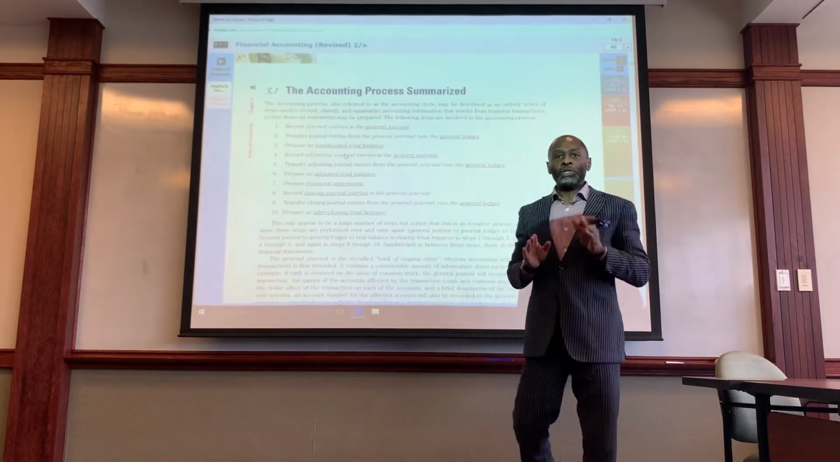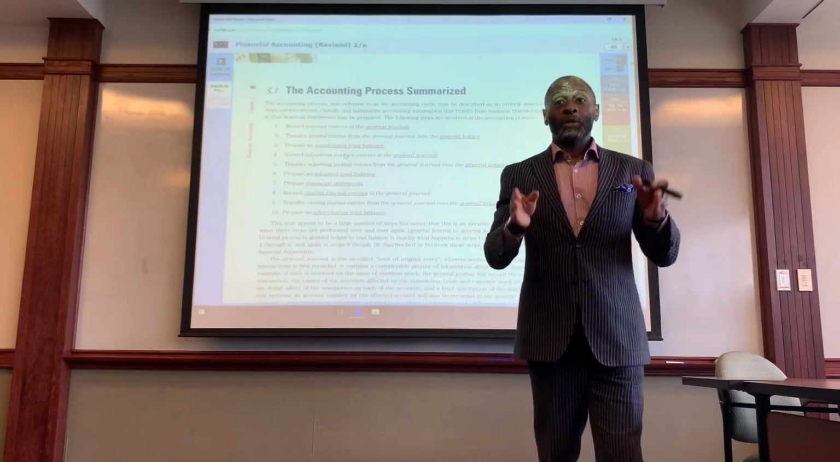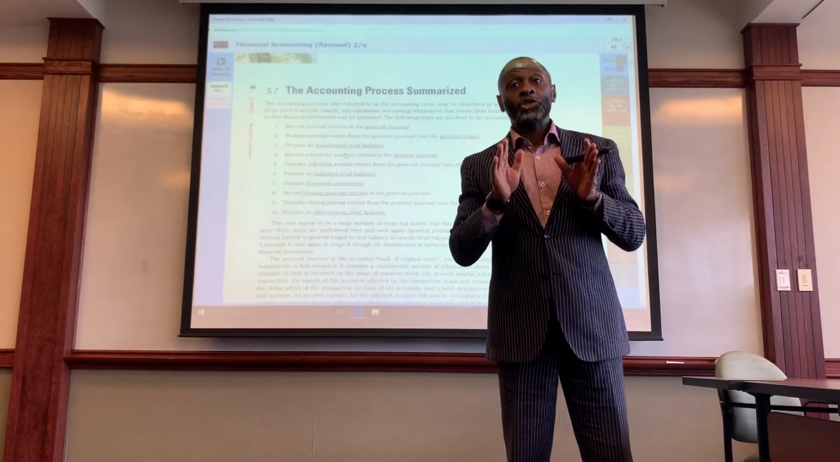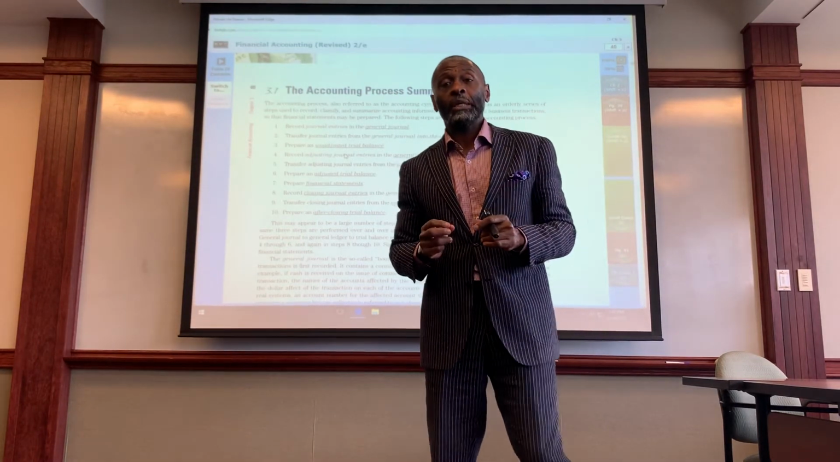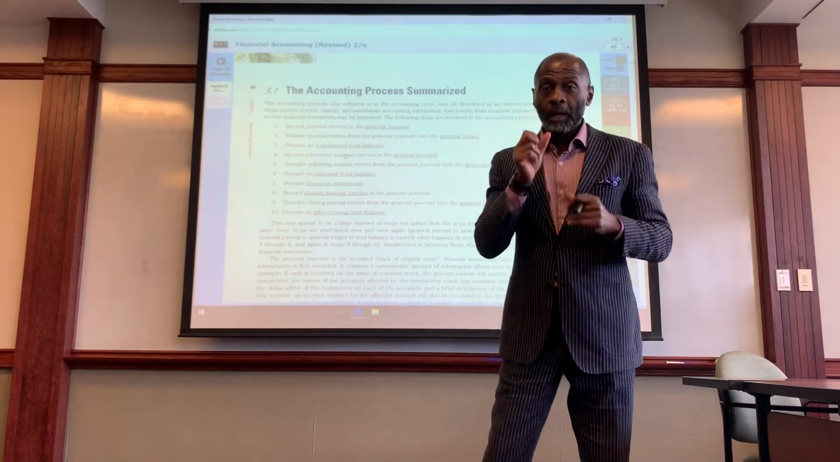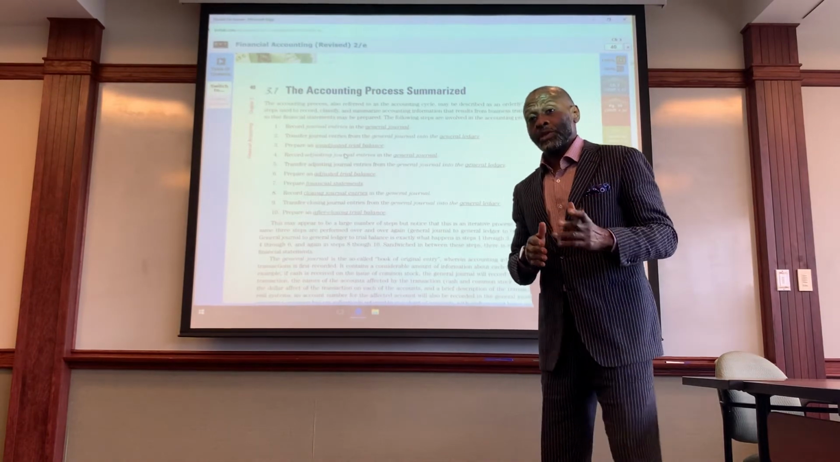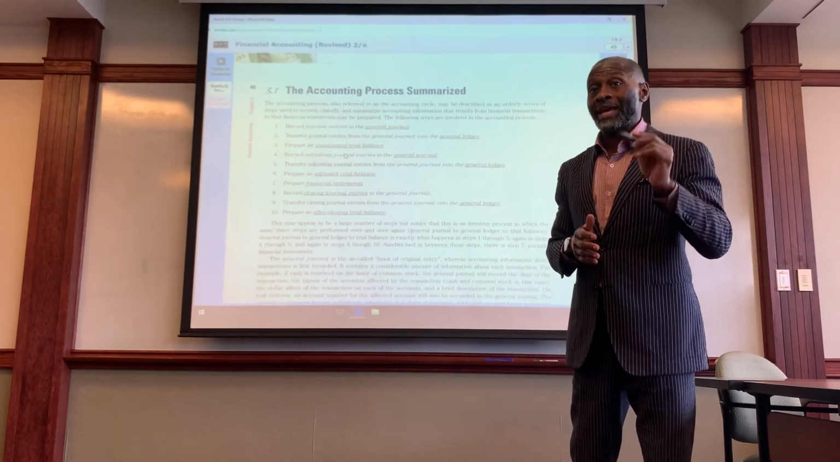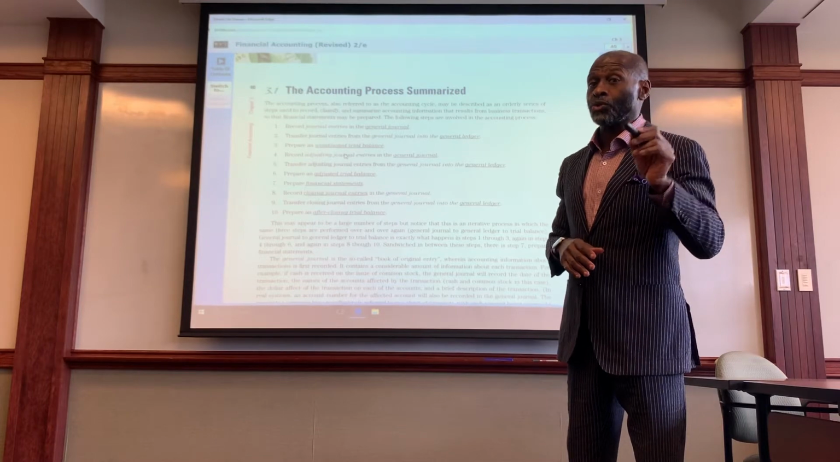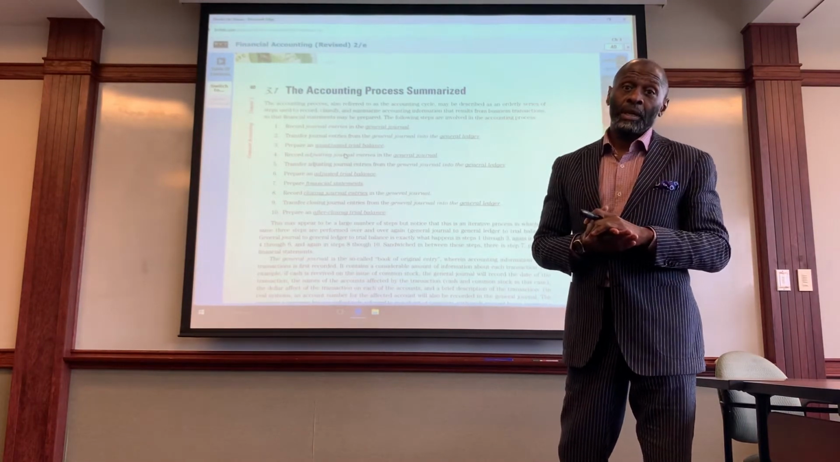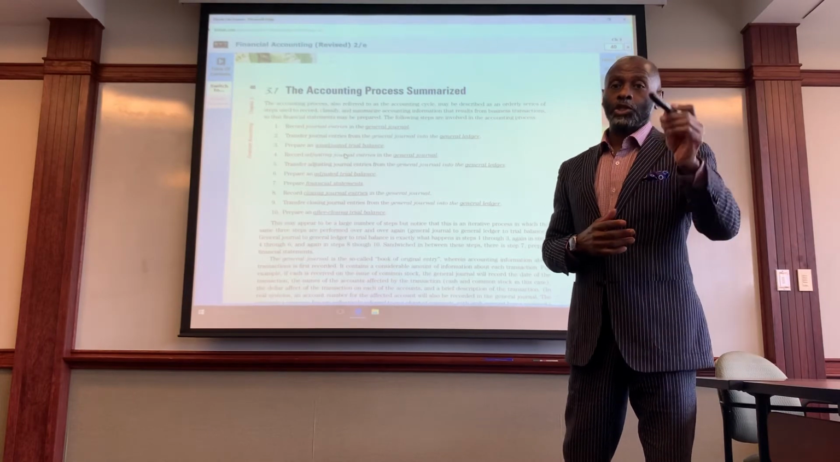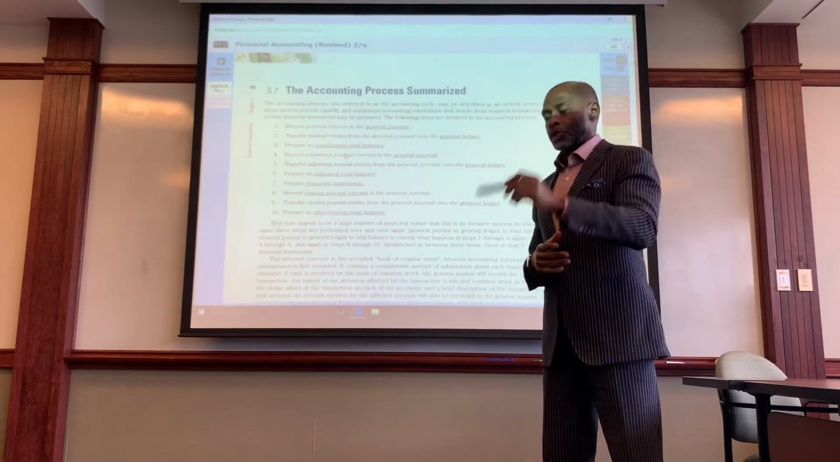The adjusting entries are made in the same original book of entry, the general journal. So once you have those adjusting entries that are created in the general journal, you then have to do the same thing you do with the original journal entries. You need to post them. So we're going to post our adjusting entries to the general ledger.